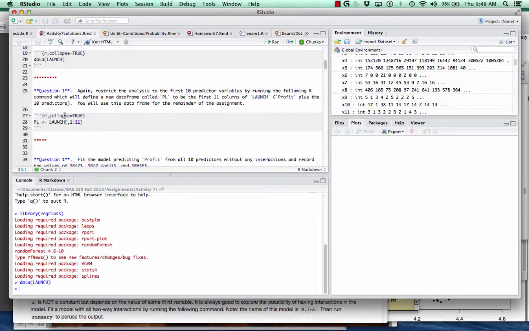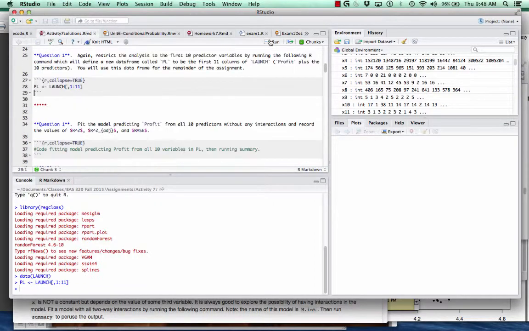And so essentially we need to extract the first 11 columns of the launch data frame and name it something else. And so that's what this command right here does. Takes the launch data frame, it leaves the row space blank because we want all the rows, and we just want columns 1 through 11 here, and we name it PL.